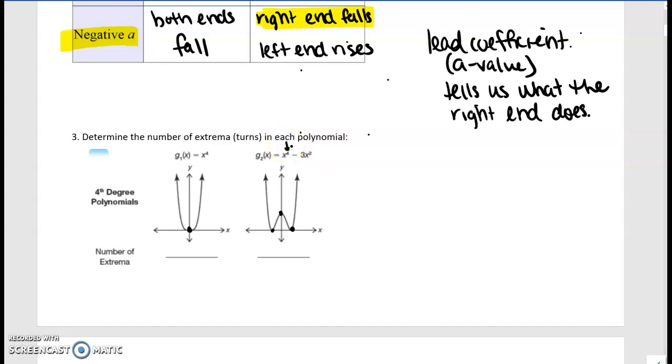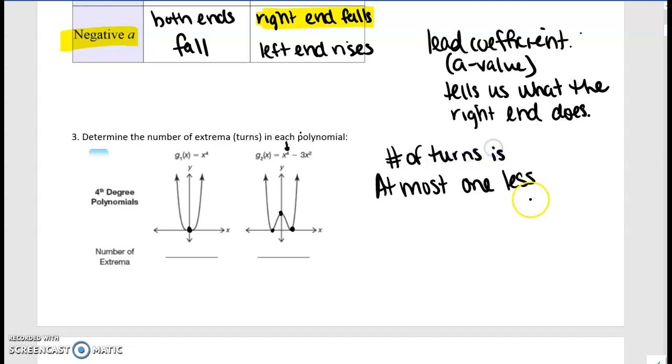And in fact, the number of turns that I'm going to see in my graph is always going to be at most 1 less than the degree. So the number of turns is at most 1 less than the degree. And we're using some fancy words to describe those turns. We're now going to start calling them extrema. Extrema, for saying, hey, it's the extreme high or extreme low, right? So I'm seeing a minimum or maximum there.